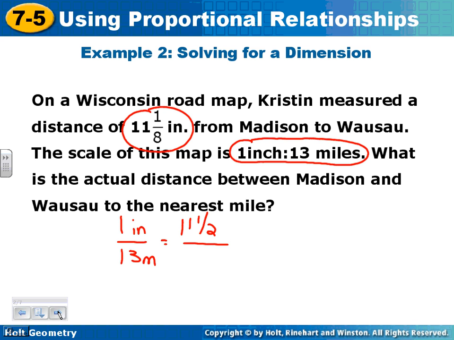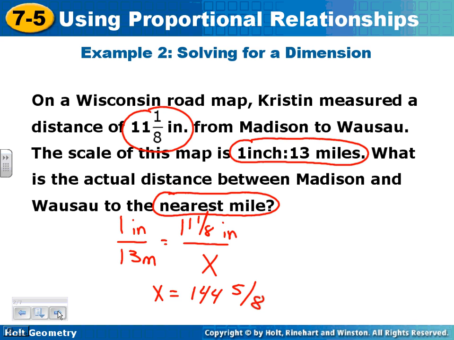Oops, not 1/2, sorry. It should be 11 1/8 inches. Inches have to go on top because I'm trying to figure out how many miles it would be. So I'll call that one X. So if I use my calculator and take 13 times 11 1/8 and then divide by 1, which doesn't change anything, X here comes out to be 144 5/8, which would be a good answer, but the directions say to the nearest mile, so we want to round it to 145.